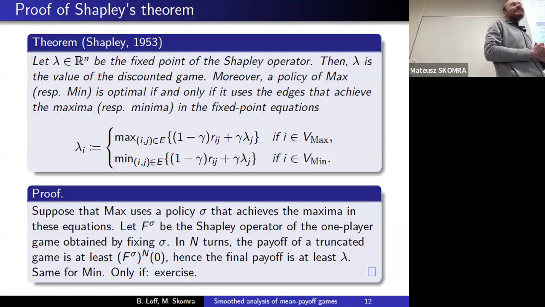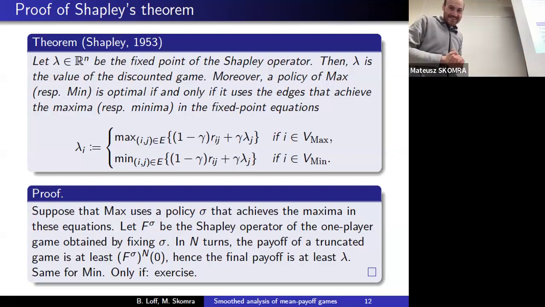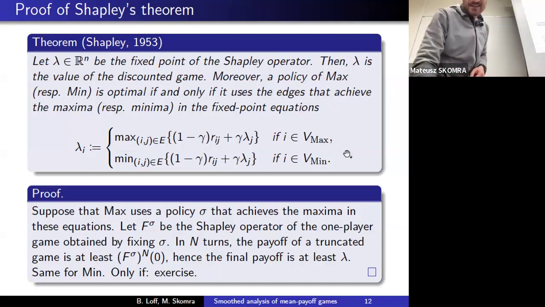I want to prove that if a policy of max does not use an edge that achieves the maximum, then this policy is not optimal, meaning the value that it attains is less than lambda. Or maybe there are multiple edges that achieve the maximum. Yes, they may be. I want to say that the policy is optimal if and only if it uses such edges.